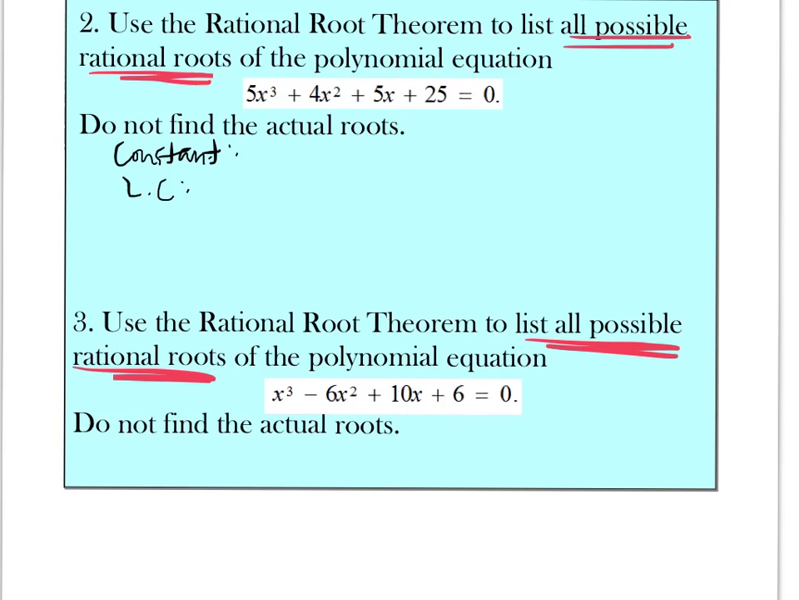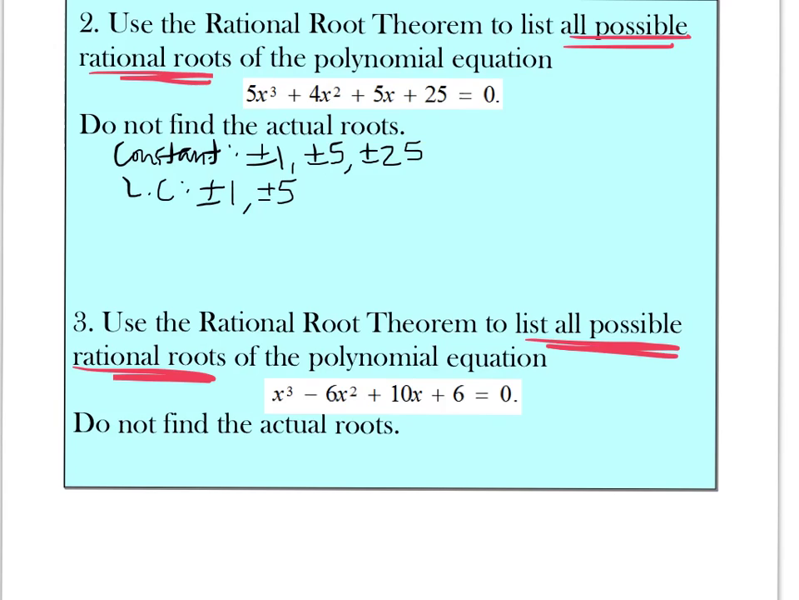So in this example, my constant is 25, so my factors are plus or minus 1, plus or minus 5, and plus or minus 25. And my lead coefficient is 5, which means my factors are plus or minus 1 and plus or minus 5. So now when I do all the division, I'm going to do 1 divided by 1, 1 divided by 5. 5 divided by 1, 5 divided by 5. 25 divided by 1, 25 divided by 5. And when I do that, if I get the same number twice, I do not have to write it twice.